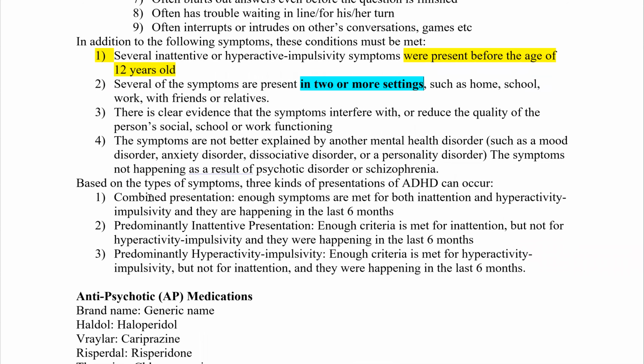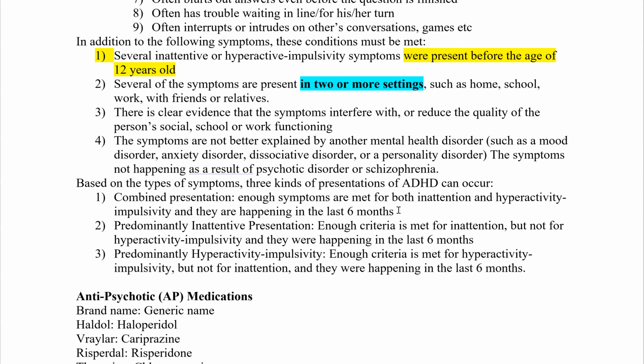As I was saying before, there are 3 types of presentations we can have. There's a combined presentation, so they have to have 6 or more inattentive and 6 or more hyperactivity impulsivity symptoms for 16 years and younger, and 5 or more inattentive and hyperactivity impulsivity symptoms for 17 years and older, or adults.